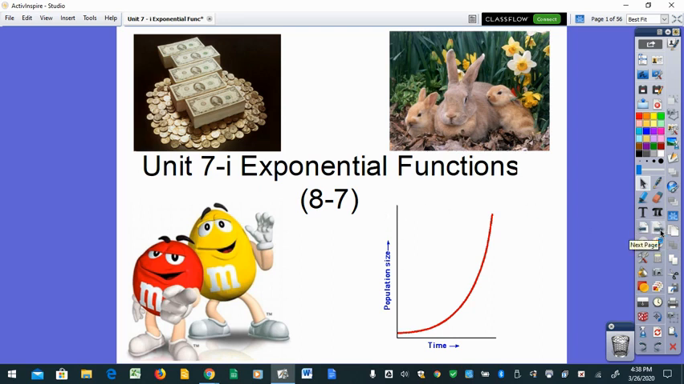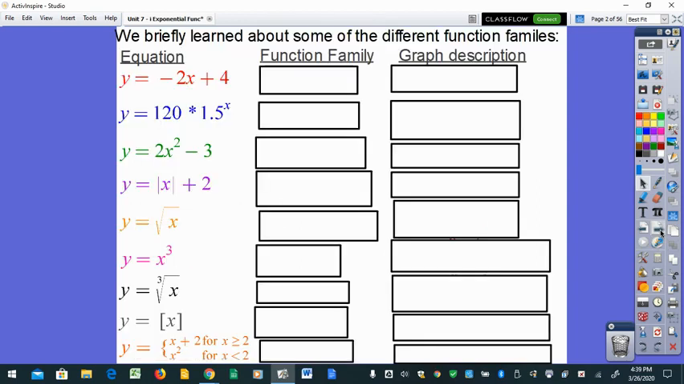Before we get there though, why don't we take a minute just to revisit our function families and see what you remember from our Unit 3. What I've done here is create a slide that has equations over at the left, and then behind each of these boxes would be the name of the family. And then over here, just sort of a brief description of what the graph looks like.